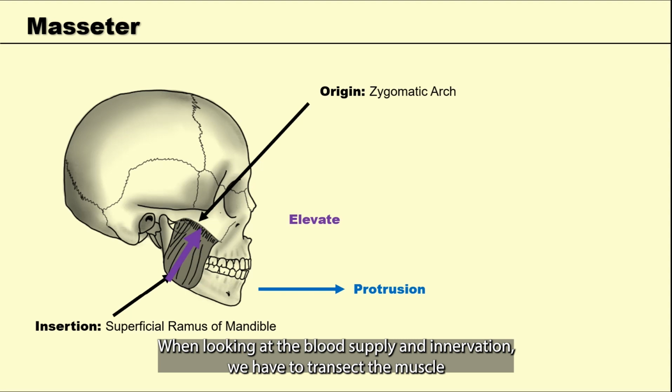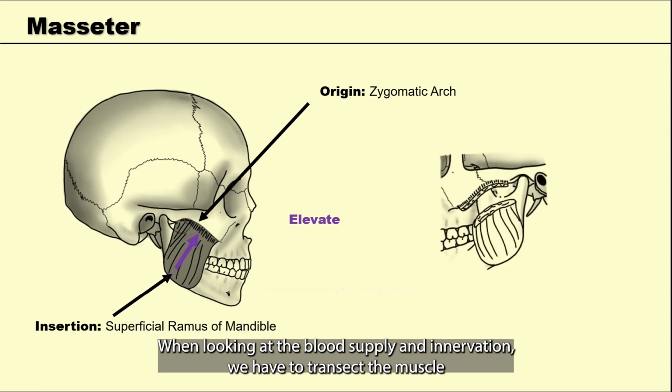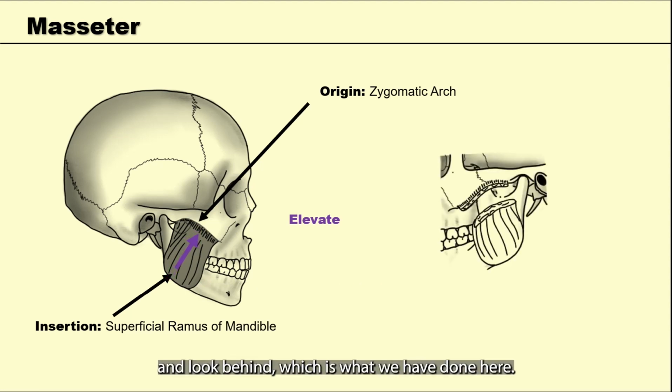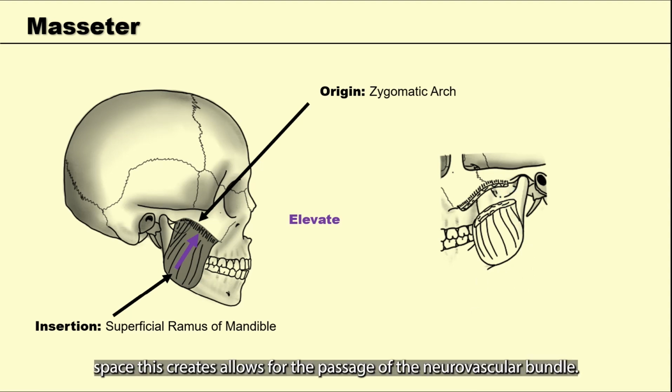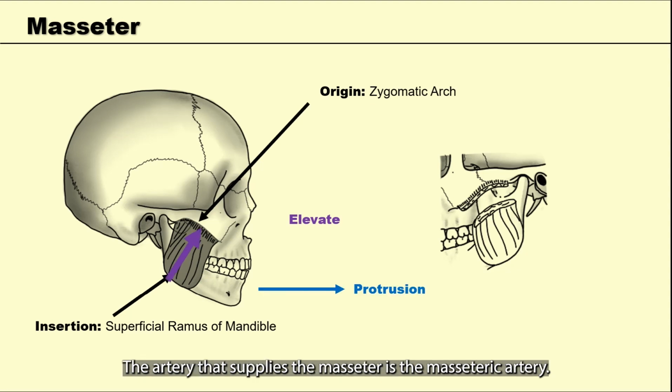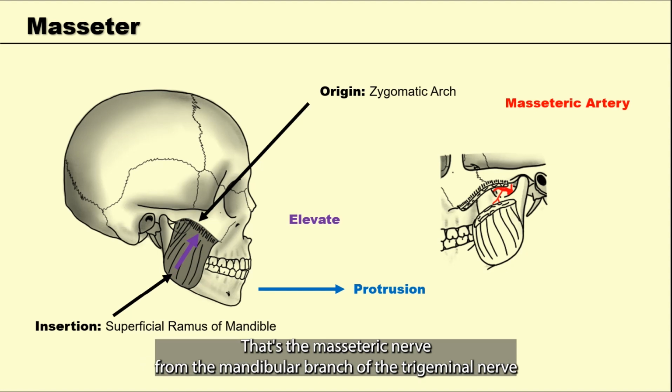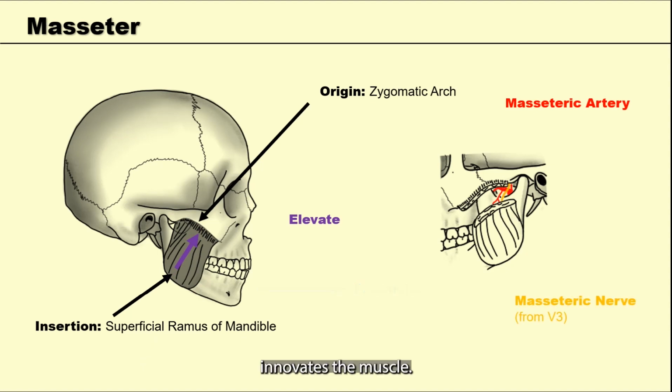When looking at the blood supply and innervation, we have to transect the masseter and look behind, which is what we have done here. This is the mandibular notch, and the space this creates allows for the passage of the neurovascular bundle. The artery that supplies the masseter is the masseteric artery, whilst the masseteric nerve from the mandibular branch of the trigeminal nerve innervates the muscle.